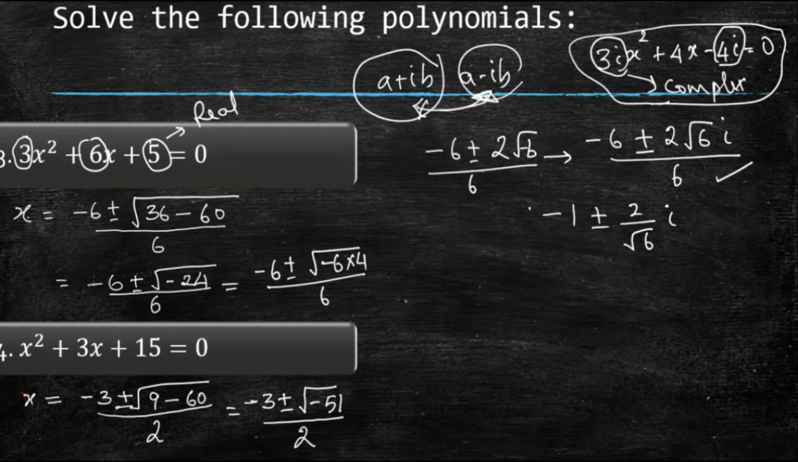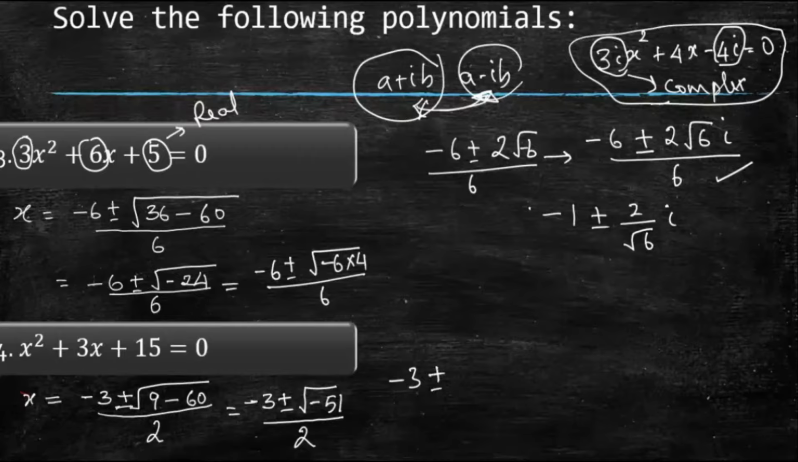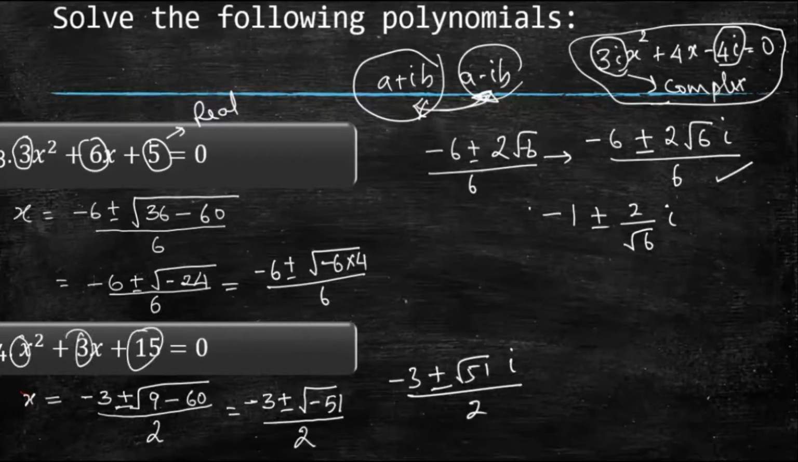And in this case, you cannot simplify root of 51, therefore you can just write this as square root of 51 i over 2 plus or minus, and therefore they are conjugates of each other, and you can still see that the coefficients are real numbers. It could be positive, negative, decimal, anything, but real numbers, not complex.